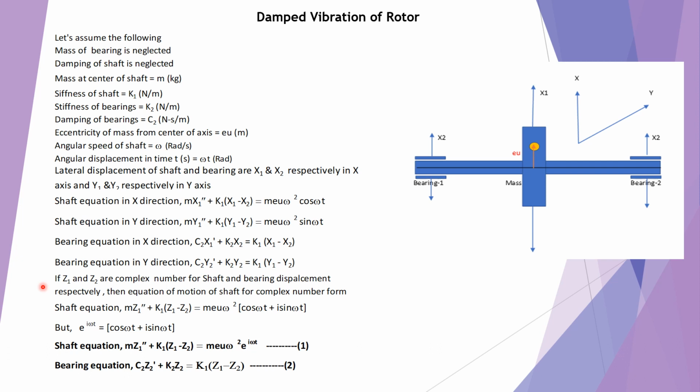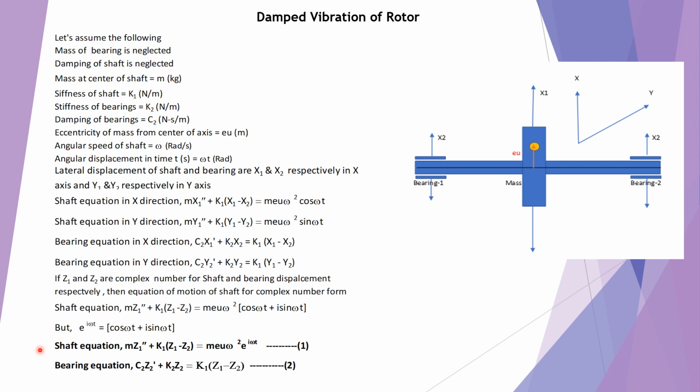If Z1 and Z2 are the complex numbers of the shaft and bearing displacement respectively, then the equation of motion of the shaft in complex number form can be written as m Z1 double dot plus k1 into (Z1 minus Z2) is equal to m e omega square into (cos omega t plus i sin omega t). But e to the power i omega t is equal to cos omega t plus i sin omega t.